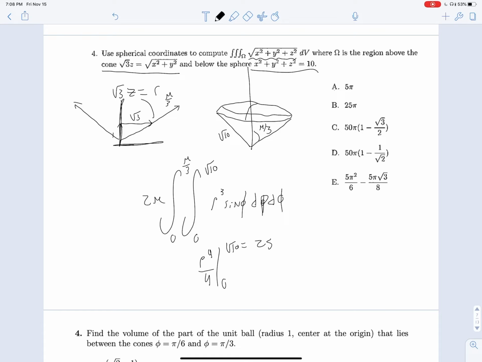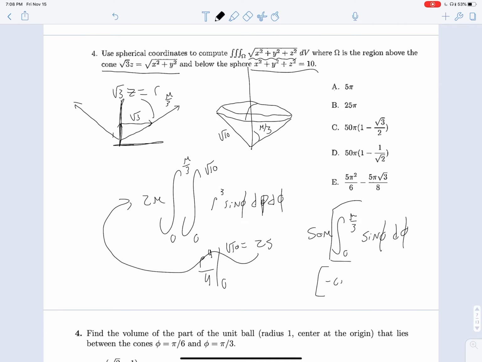So integrating rho to the 4th over 4 on 0 to root 10, this is just going to be 25, which will stick out with our 2 pi to get 50 pi times the integral from 0 to pi over 3 of sine of phi d phi. Integrating this is just the quantity negative cosine of phi on 0 to pi over 3, which will be negative 1/2 and negative 1, which evaluates to 1/2. And 1/2 times 50 pi is our 25 pi answer. Thank God I get away from this question now.